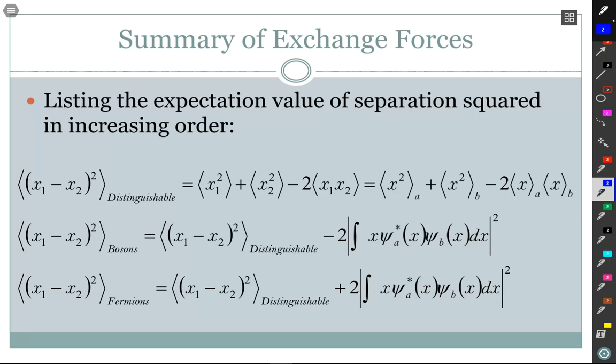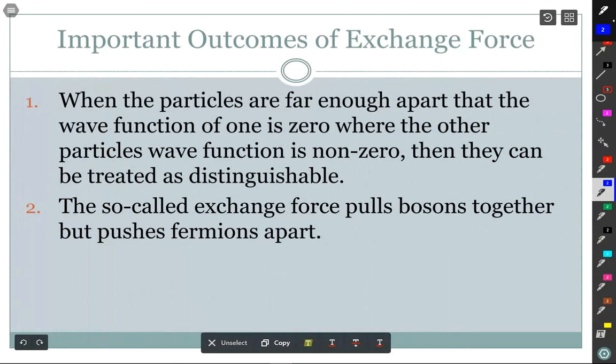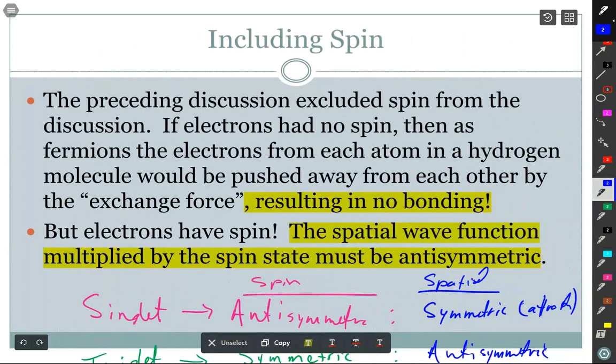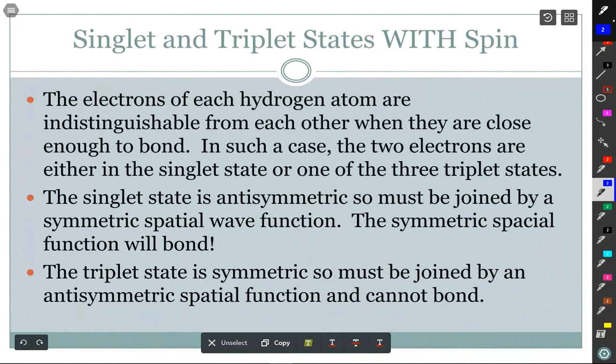Okay, so this is where we, I think, left off. Oh no, I did that. Now we're past where we left off. Okay, so this is then summarizing what I just said. A singlet state is anti-symmetric, so must be joined by a symmetric spatial wave function if it's a fermion, and symmetric spatial function will bond. Whereas the triplet state is symmetric, so it needs the anti-symmetric spatial function and cannot bond.